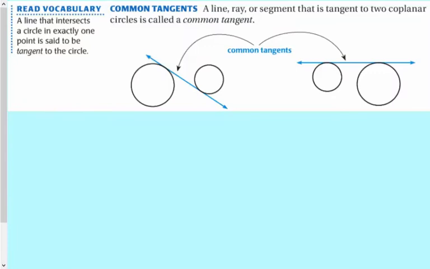For these different scenarios or cases, we have what's called a common tangent. It's a line, ray, or segment that is tangent to two coplanar circles. Now, the word coplanar just means they're on the same plane. We're not dealing with 3 dimensions here. So for this one, you can have a common tangent there, a common tangent there, and a common tangent there. So you have a lot of different ones.